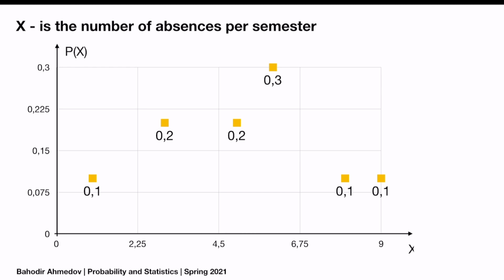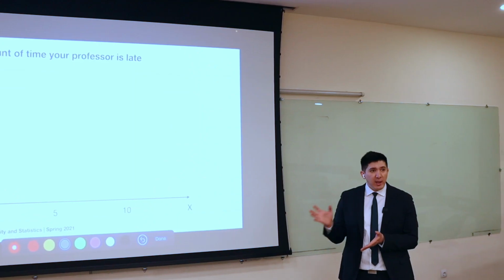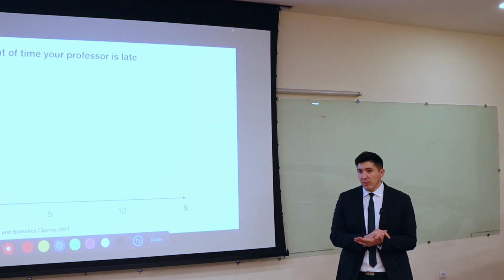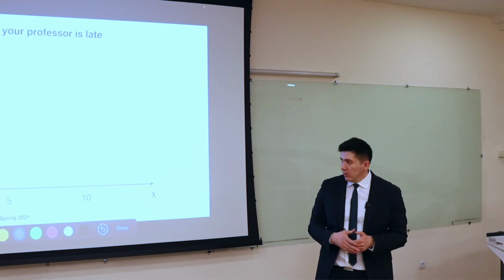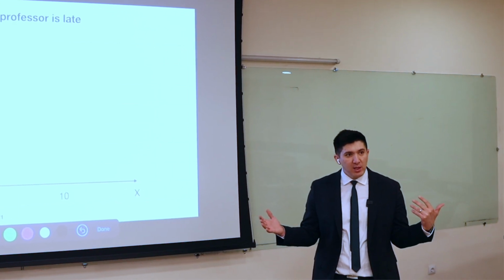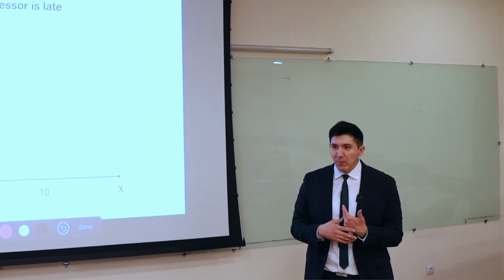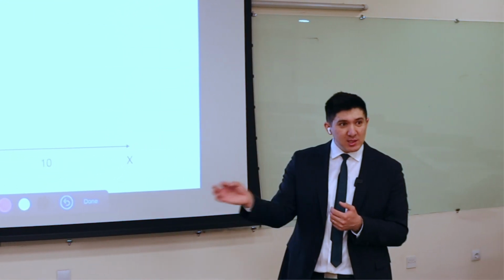In this graph, the x-axis means the values of your random variable, and the y-axis means the probabilities. Now let's talk about the continuous case. If I would like to simulate the amount of time when your professor is late, it is going to be a continuous random variable. It is not discrete anymore because I measure the time, and it can be any time. There are infinitely many values for this x. It can be 1.5 minutes, or 1.555 minutes. You see, it's continuous.